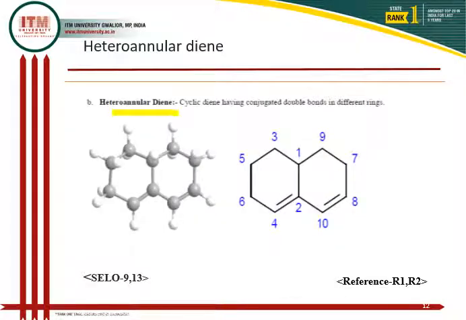The second is the heteroannular diene. Now you can see what the heteroannular diene is. These are the cyclic dienes having the conjugated double bonds in different rings. So there are two rings here and we have the conjugation in the different rings. Here you can see here is the double bond, then we have a single, then double and then single. So here the conjugation is going to the next ring. So that is called the heteroannular diene. If the conjugated double bond is in different rings, that is called heteroannular diene, and it also has the base value or the fixed value or the parent value that should be taken in the calculation.